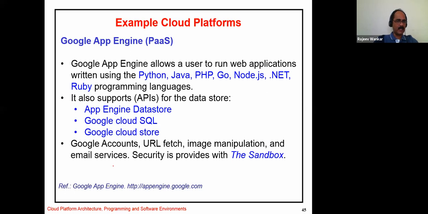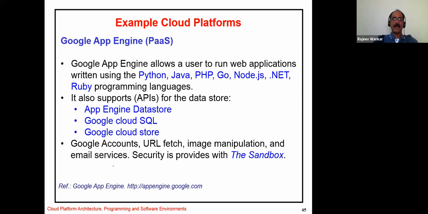There are several components which have been given different names by Google App Engine. You can fetch those, and then perform the manipulation on those things. Services are also provided with security, which we call a sandbox in the case of Google App Engine.